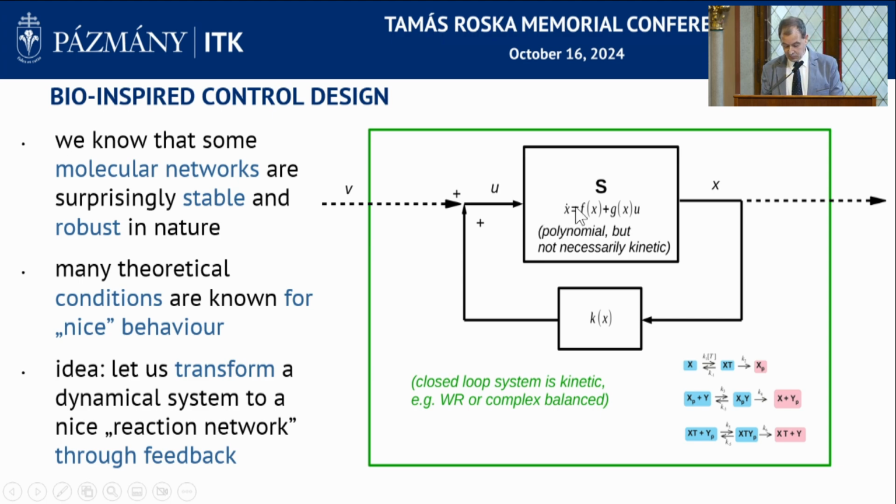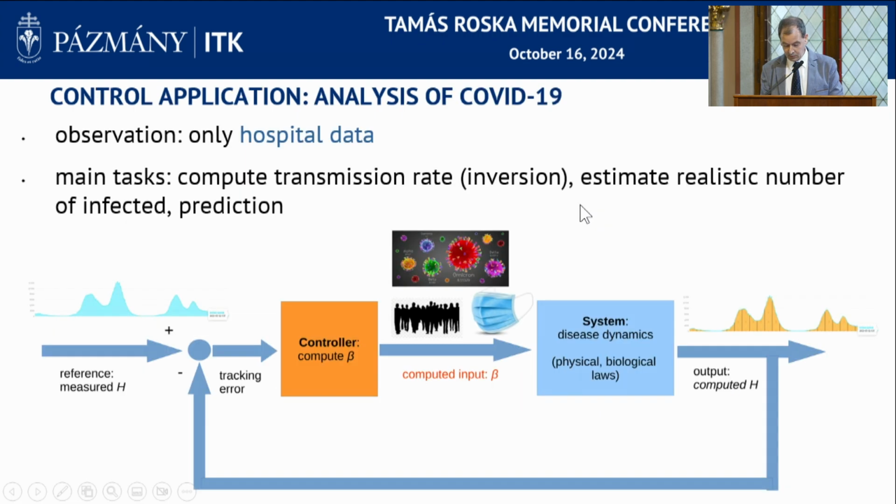What is it good for? To tell you the truth, we were not too much interested in that when we were developing the theory. But then came the COVID epidemic. And so this feedback principle could be applied for the inversion of the disease dynamics. So the problem statement is the following.